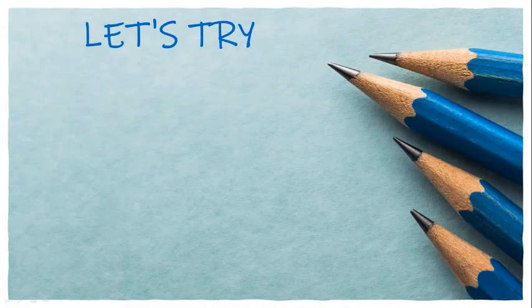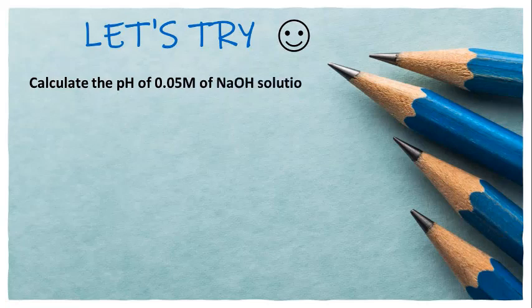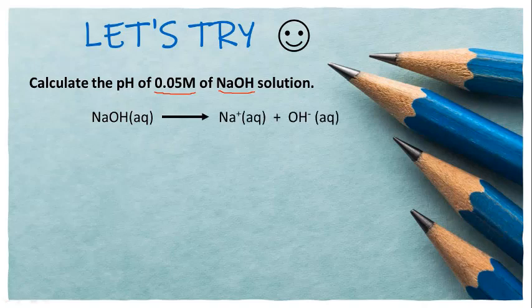Next, let's try the second example. Question: calculate the pH of 0.05 molar of sodium hydroxide solution. From the question, sodium hydroxide is a strong base, and 0.05 molar is the initial concentration of sodium hydroxide. And again, to find the pH, we must find the concentration of proton or concentration of hydronium. So for this question, we start with dissociation equation of sodium hydroxide. It produces sodium ion and hydroxide ion.